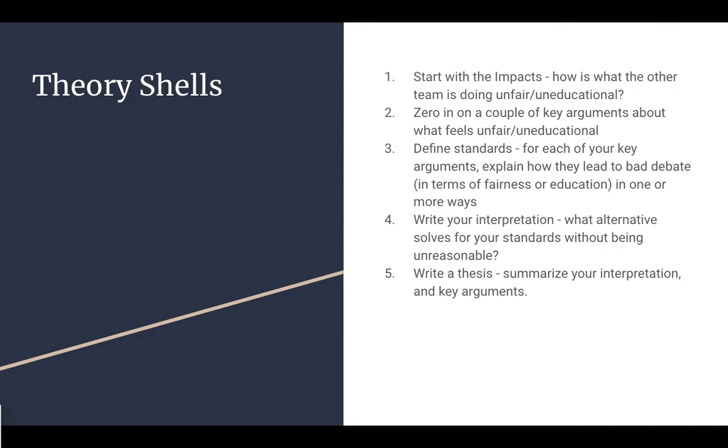Once you've got an idea of what those are, you can start to write out standards. So maybe come up with some terms that you can use for each of the key arguments that we talked about in step two. And then from those standards, give a basic explanation of how it leads to bad debate in one or more ways, which is sort of tying back into the first part of this process, which is how the other team is being unfair or uneducational. The fourth thing is write an interpretation. So you've identified a problem that you have with the other team, so now you need a proposal for what they should be doing instead.